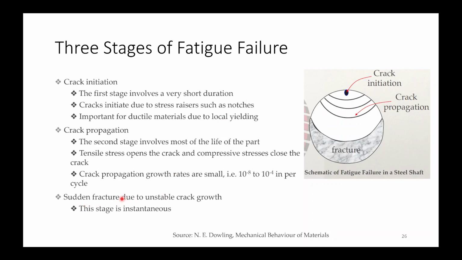And sudden fracture is due to unstable crack growth. Now this stage is instantaneous. Here the cross section of your specimen will be reduced so much that it can't sustain that load anymore, so it will fail suddenly. So these are various stages of your fatigue failure which are shown in the specimen cross section as well.